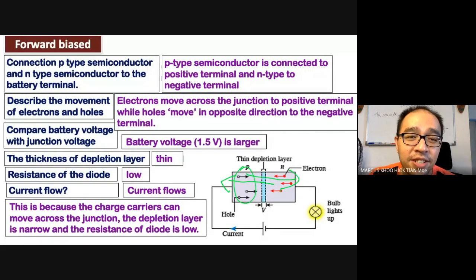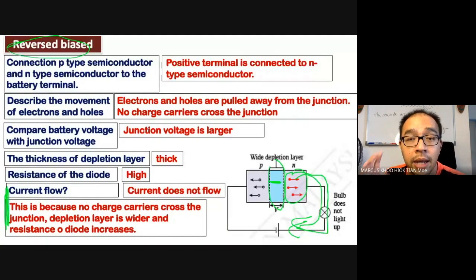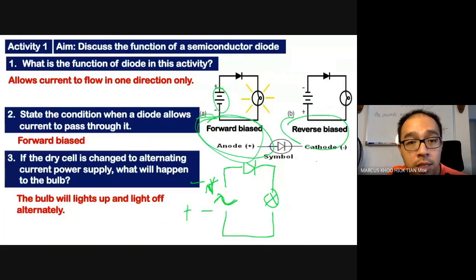So for today, I want to leave this with you here because for this next part, the function of the semiconductor diode and capacitor as a rectifier, it is not so much of a problem if you don't understand the first part. But today, you need to understand the meaning of reverse bias and forward bias and the explanation behind these two. Why is it that current can flow in forward bias and cannot flow in reverse bias? From the activity that we saw just now.